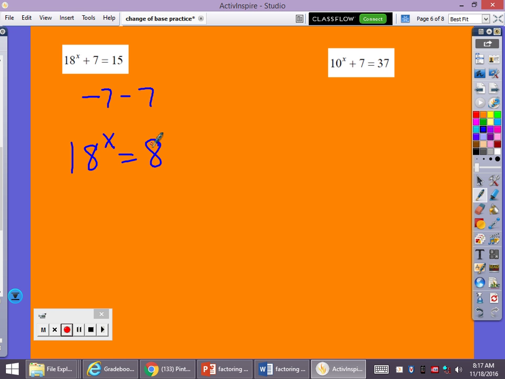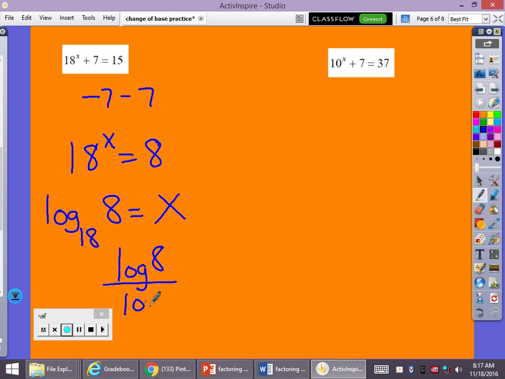You did harder ones in the beginning of the note. Okay, so what do you want me to say? Log base 18 of 8 equals x. Okay, so what should I do? Oh, whoa. Log of 8 over log 18. Remember, old base always goes to the basement of the fraction. Okay? And what do you get?